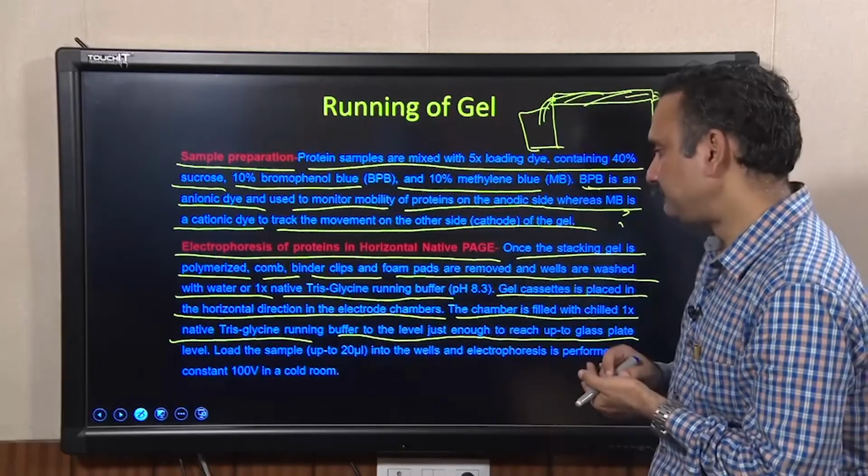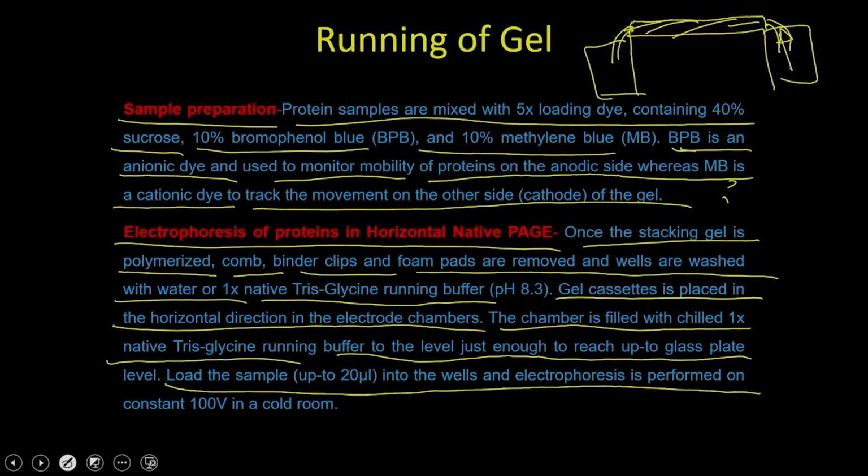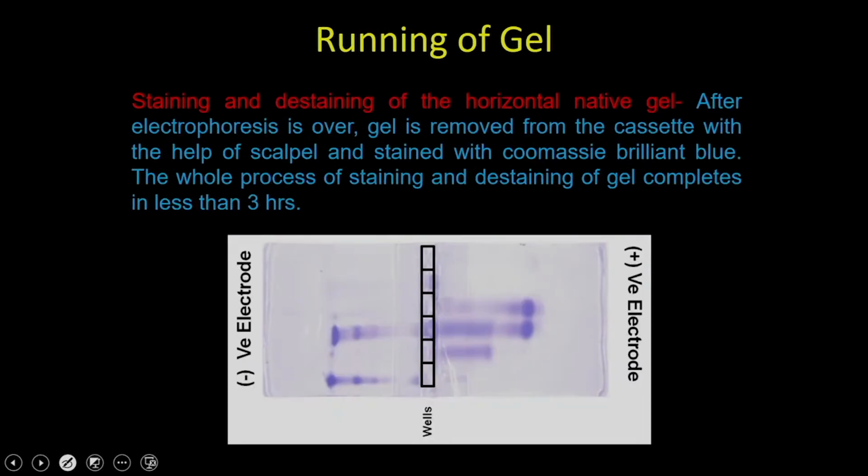So, the principle remains the same, except that now we are doing the electrophoresis in the horizontal direction. Load the samples up to 20 microliters and electrophoresis is performed at a constant 100 volts in a cold room, because the electrophoresis is going to be for 18 to 20 hours. So, it has to be in a cold room, so that the sample does not get denatured and destroyed. Then once you are done with that, you do the staining and destaining.